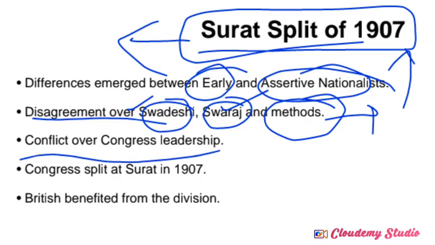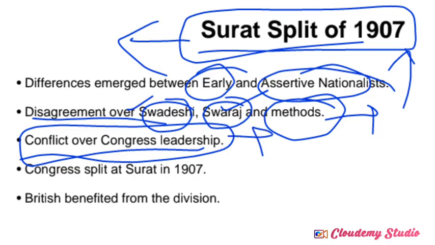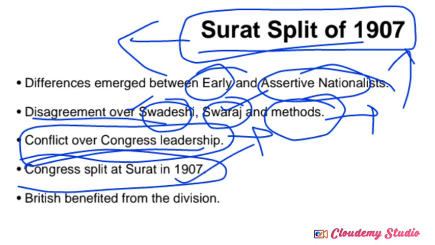Next, conflict over the Congress leadership. Most commonly, the INC, the Indian National Congress, conducted sessions every year, especially in the month of December. Over the presidentship, conflict was created between the early nationalists and the assertive nationalists. That's why the Congress split at Surat in 1907. In the Surat session of the INC, the Congress was completely divided into two parts. That is what we call the Surat split of 1907.